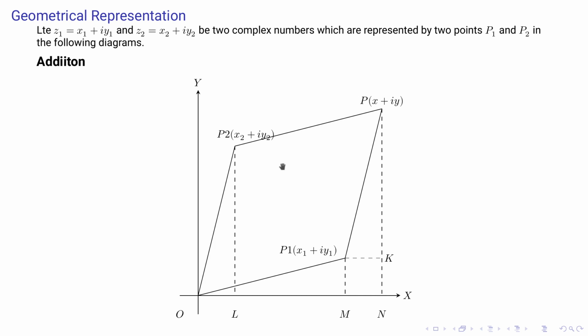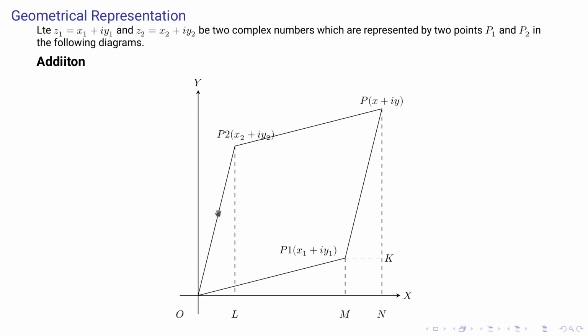So we have seen that if z1 is equal to x1 plus iy1 and z2 is x2 plus iy2, then the sum of these two is equal to x1 plus x2 plus i(y1 plus y2). Now we are going to study the same formula and see how it works in a Cartesian plane. So here we have P1 equal to x1 plus iy1, that is this point, and we have P2 equal to x2 plus iy2, that is this point.